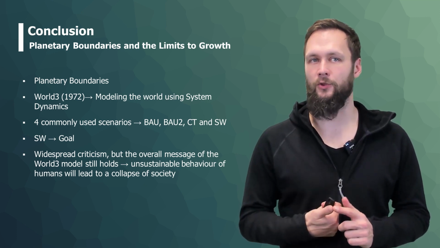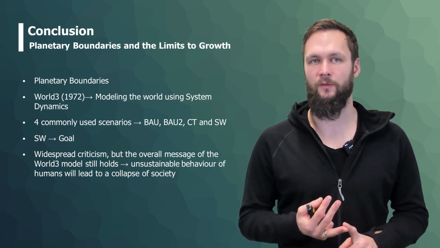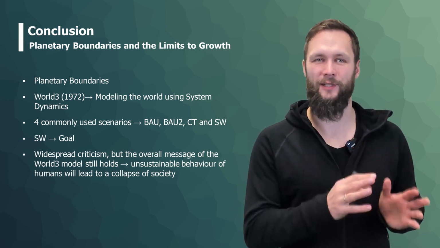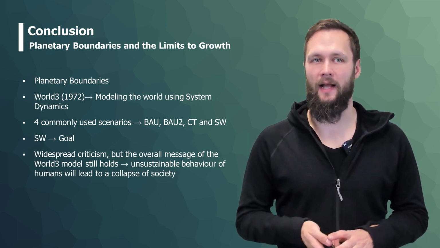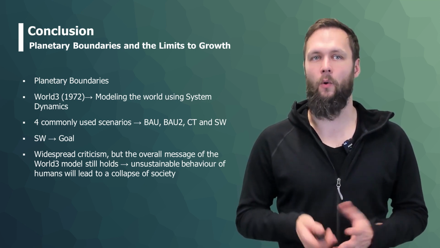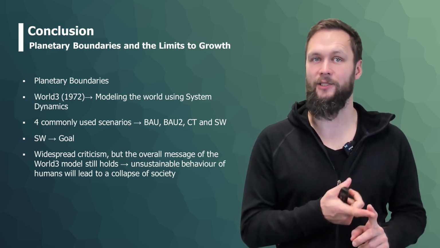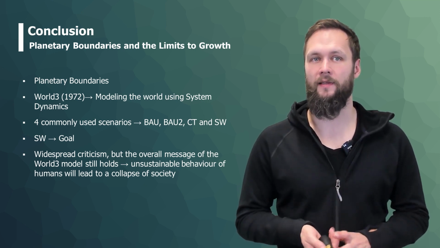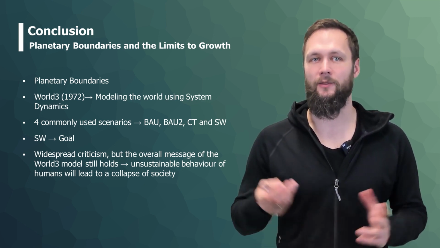First, the business as usual model, the business as usual 2 model, the comprehensive technology model, and the stabilized world scenario. And if we compare those scenarios, the stabilized world scenario is essentially what we are looking for to achieve, even though it's very unlikely and highly ambitious to get there. And despite widespread criticism, the overall message of the World3 model still holds. So despite the criticism as well as the age of this model, what it predicts still holds, because we're still on an unsustainable path that will most likely lead to collapse of society if we don't take a sharp turn and turn the ship around.